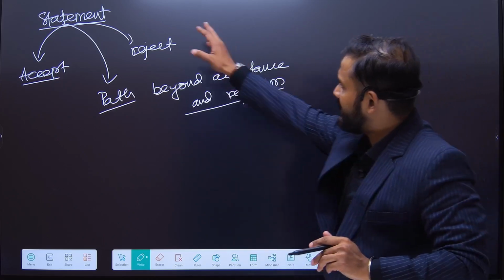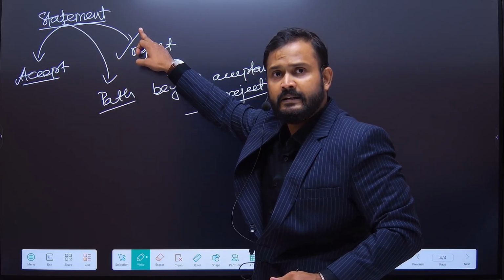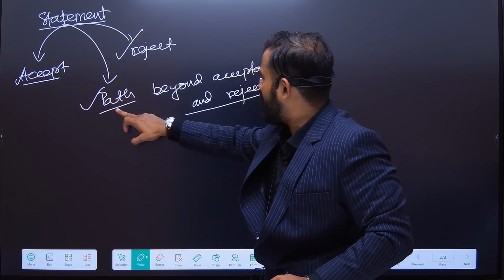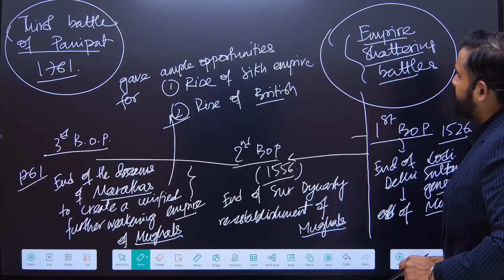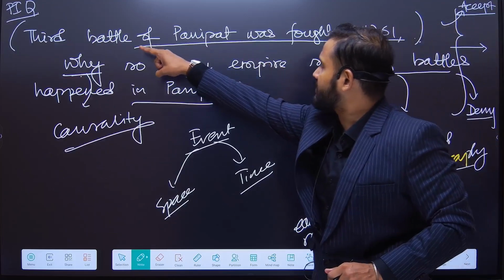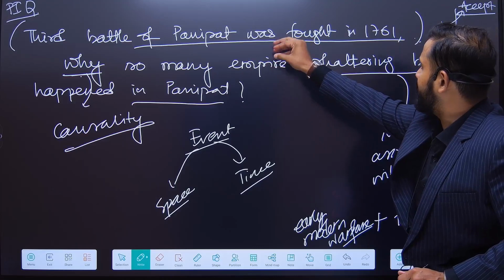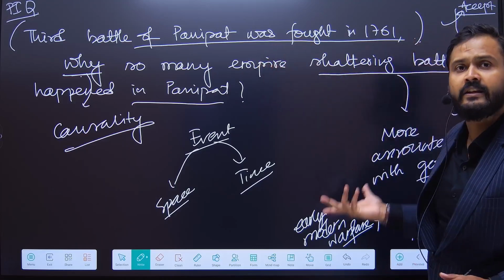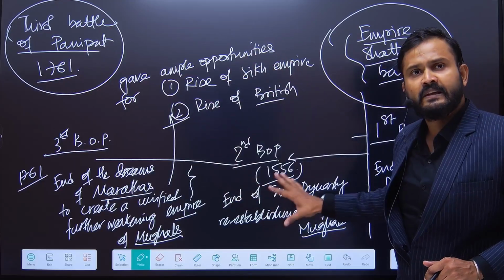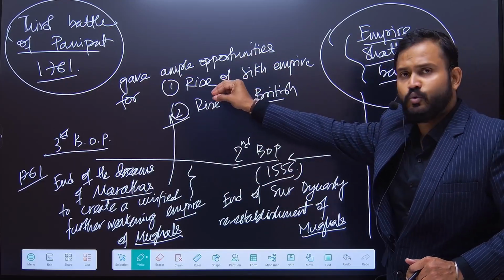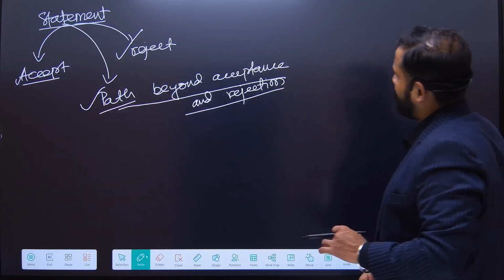Now understand what exactly I'm talking about. I'm accepting the statement, I will try to reject the statement, and I will think about if I have something beyond acceptance and rejection. Let us come back to the thesis statement. It is saying that Third Battle of Panipat, 1761, I will say that it is empire shattering. I have helped you argue the same, that here it was empire shattering. Now we will argue why, the causality.